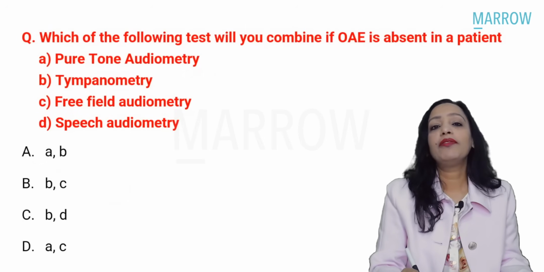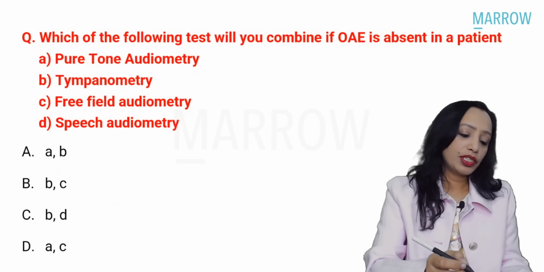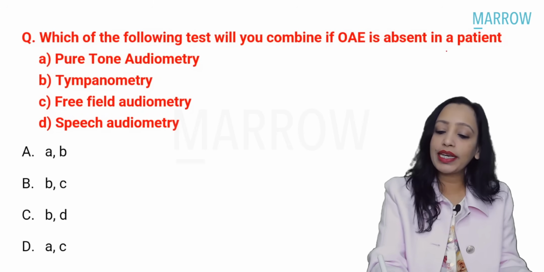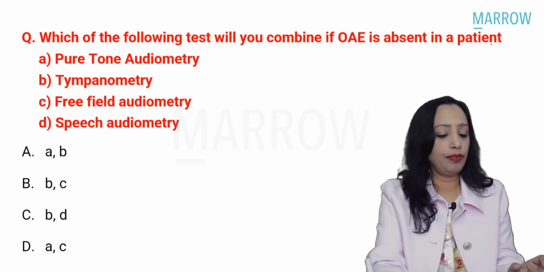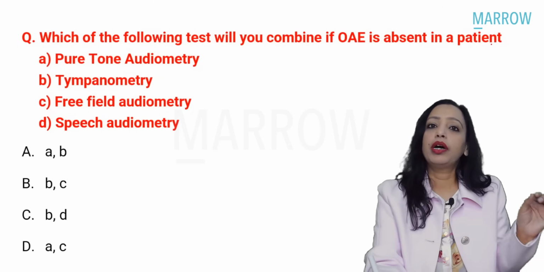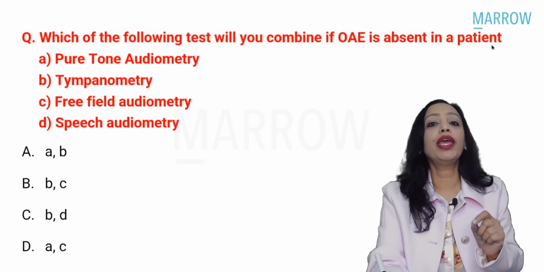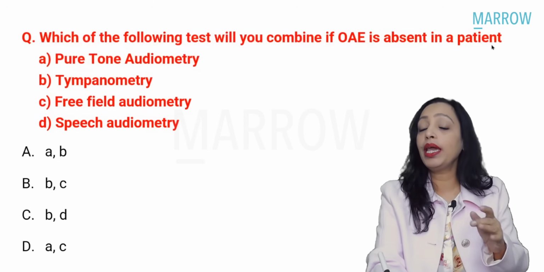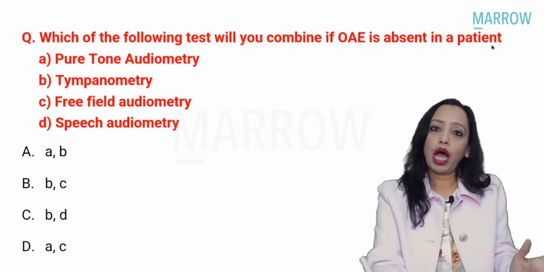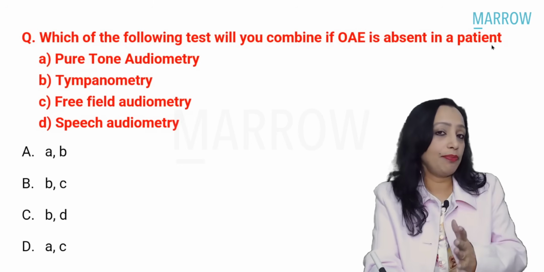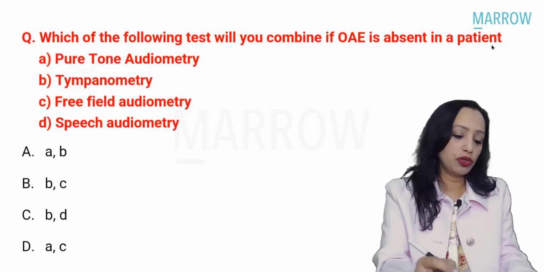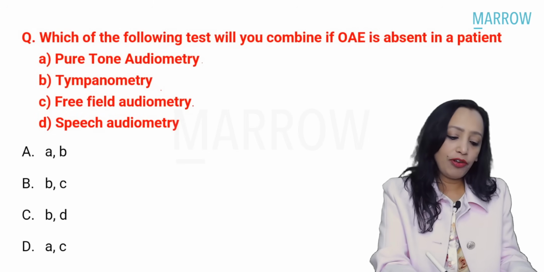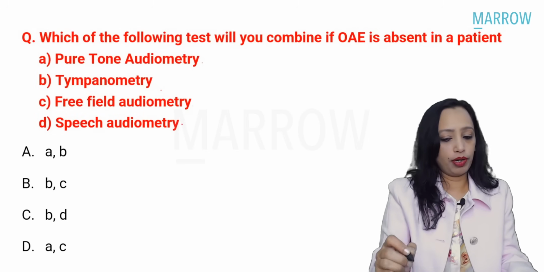So we start with the first question. It reads: which of the following tests will you combine if otoacoustic emission is absent in a patient? Here we have a patient for whom we have done otoacoustic emission, and that has turned out to be absent. What is the next step? That is what is being asked. Let us look at the choices: pure tone audiometry, tympanometry, free field audiometry, and speech audiometry.